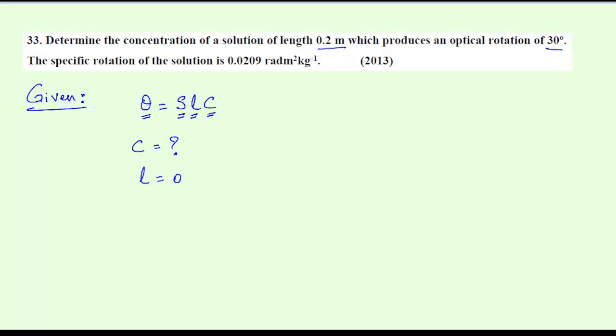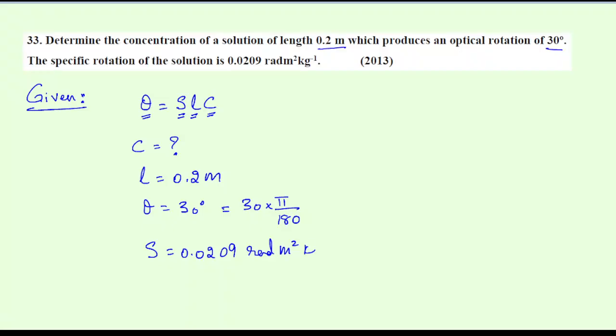Length is 0.2 meter, optical rotation, that is theta is 30 degrees, and we are supposed to convert this into radians, that is 30 into pi by 180 degree. And specific rotation of the solution is, that is S is 0.0209 radians meter square per kg.